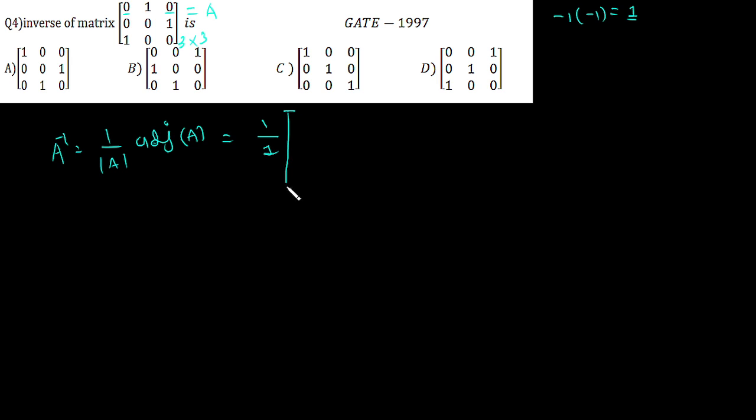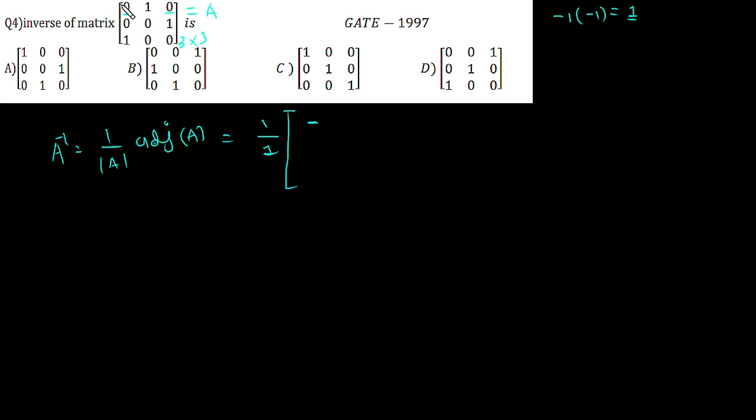Now we have to find the adjoint of this matrix, which is 3 cross 3. Now here we don't need to find the whole adjoint. We are just finding some element of this adjoint and comparing it with the options to see which option correctly matches our findings. So first of all, let's find this element of this adjoint. So this element corresponds to this 0. So we have to find the minor of this element.